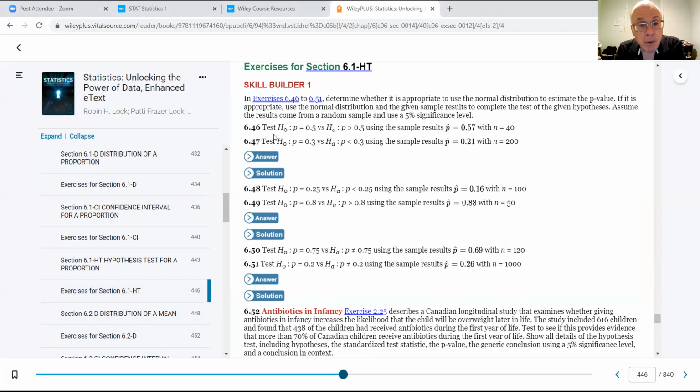So let's look at 6.47. Let's read exactly what we're supposed to be doing here. We want to determine, first of all, whether it is appropriate to use the normal distribution to estimate the p-value. In other words, we have to do that test: is np greater than or equal to 10, and is n times 1 minus p greater than or equal to 10? Notice that the null hypothesis is that p is equal to 0.3, and the alternative hypothesis is that p is less than 0.3.